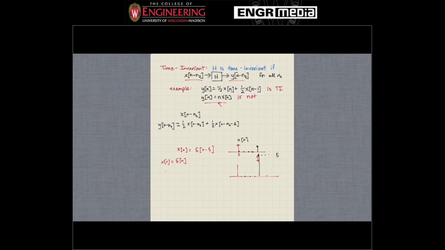Because y of n is only going to take on a non-zero value when delta of n is non-zero, which is at time 0. So we write y of 0 equals 0 times delta of 0, which is just 0. Okay? And so it does not satisfy this relationship that the output is just a time-shifted version of the input signal.